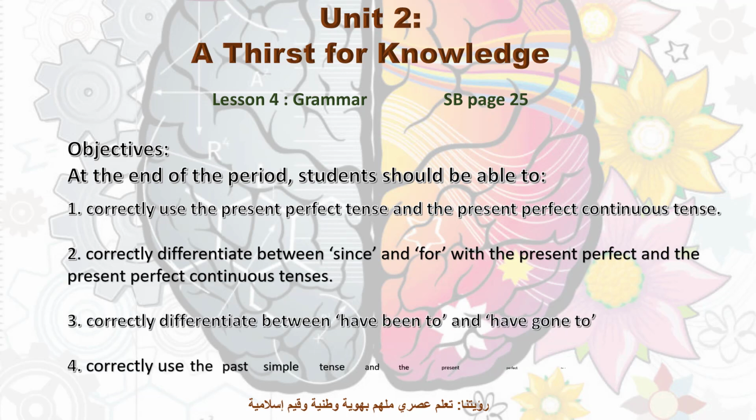2. Correctly differentiate between since and for with the present perfect and the present perfect continuous tense. 3. Correctly differentiate between have been to and have gone to. 4. Correctly use the past simple tense and the present perfect tense. Please pay attention to the following.